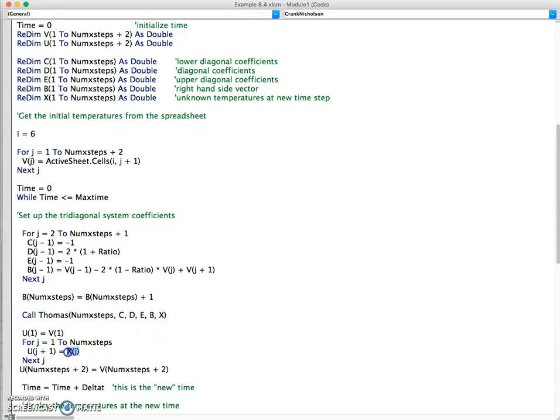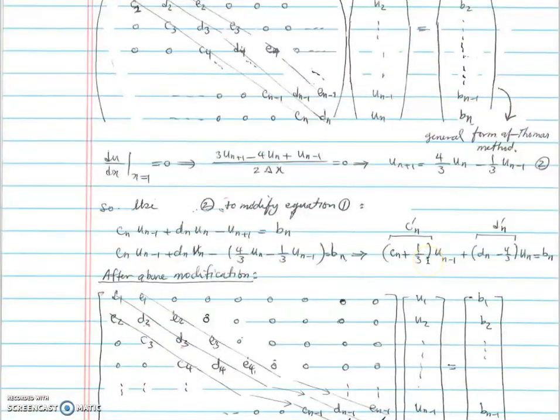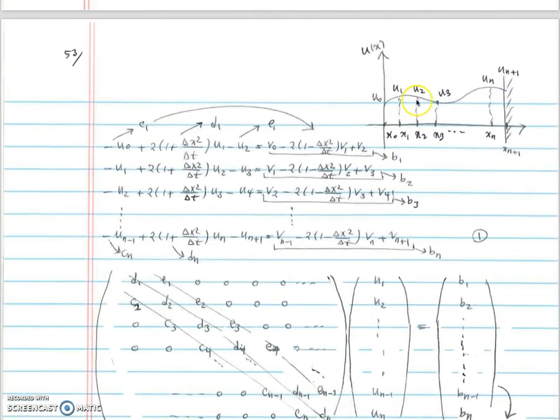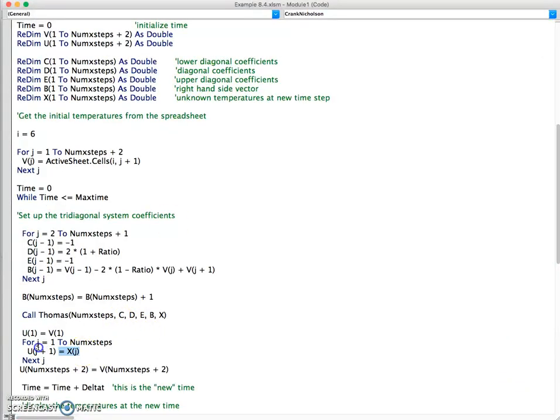Now we're going to assign the x values to u's, right? So these are the solution to the system. Note that x values go from 1 to n. Now x1 is corresponding to u2, right? So let's look at this figure again. u1 in this figure becomes u2 in the script. So if this is x1 value from the Thomas method, that needs to be assigned to u2. x2 goes to u3, x3 goes to u4, and that is again because we don't have zero index in VBA. So these are the assignments.